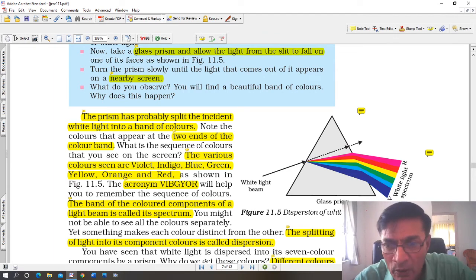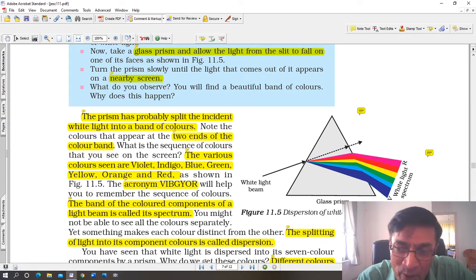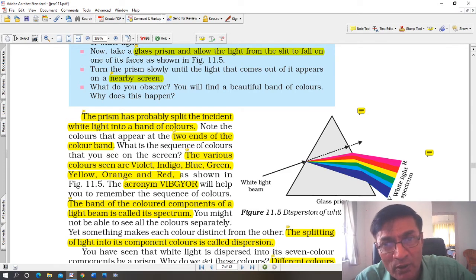Now, as I said, in the diagram, the white light beam falls on the prism. It is supposed to travel along the black dotted line, but it does not. It undergoes bending, that is called refraction. But different colored lights bend differently because of the speed at which they travel. And you see a band of different colored light, and this band is called the visible spectrum, the spectrum of white light.